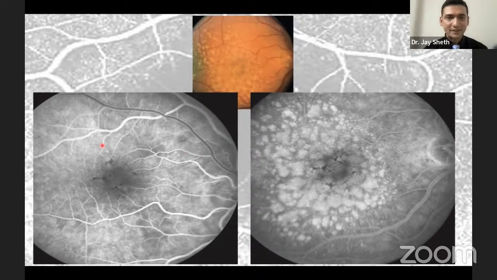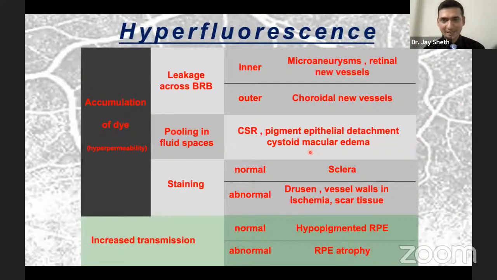And when we see in the early phase, we can see early accumulation of the dye in the form of hyperfluorescence. And in the late phases, it is a very well-defined hyperfluorescence that corresponds to the fundus photo. So this is staining of the dye that is happening in dry age-related macular degeneration corresponding to the drusen. So this is just a slide showing the various pathologies and in what condition can we see.